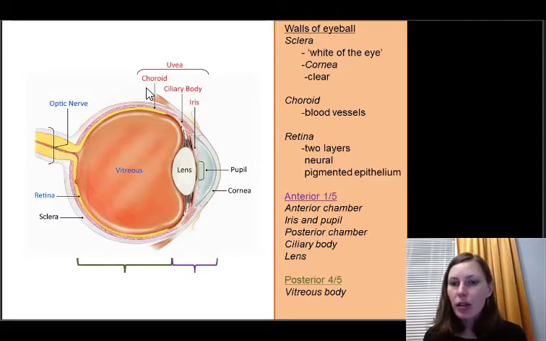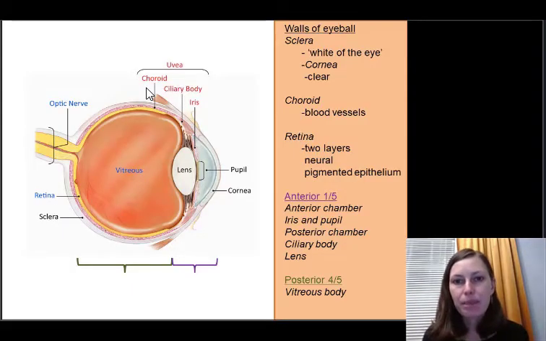So there are 6 muscles we'll look at that move the eyeball, and they have tendons that insert right into the sclera. This way, when they pull, they can move the eyeball all the way around in your orbit.